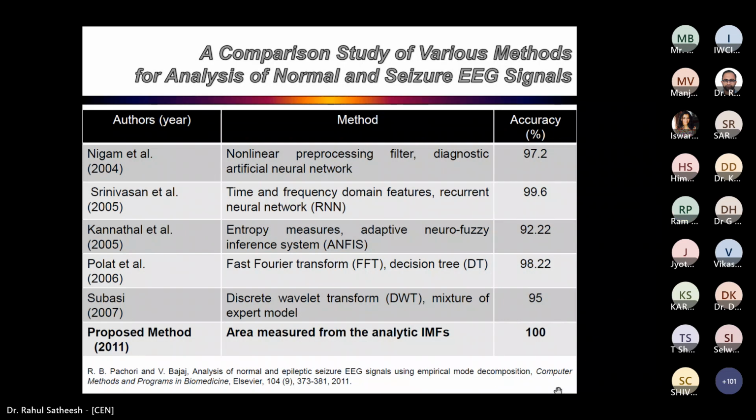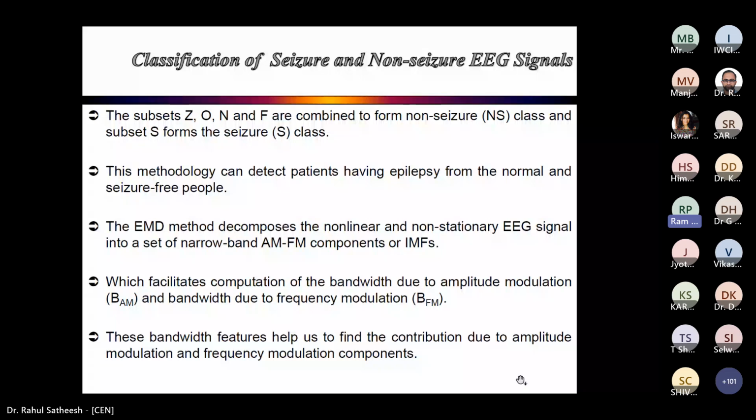Next slide, please. So after that, in this next part, we have studied the classification of seizure and non-seizure EEG signals. Here subsets Z, O, N, and F are combined to form the non-seizure class, and subset S forms the seizure class. Similar to the previous method, EMD is used to decompose the EEG signal into a set of AM-FM components or IMFs. Then we have computed the bandwidth due to AM and FM parts, and then we have designed the feature space. Next slide, please.